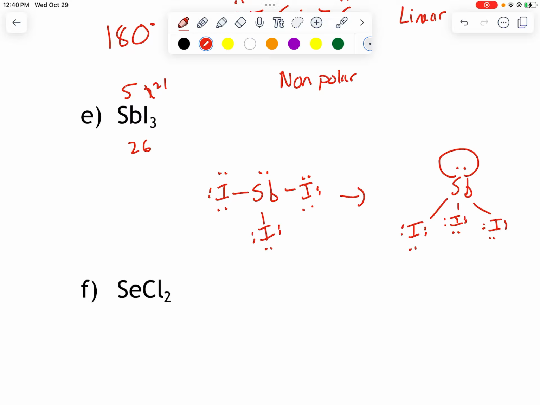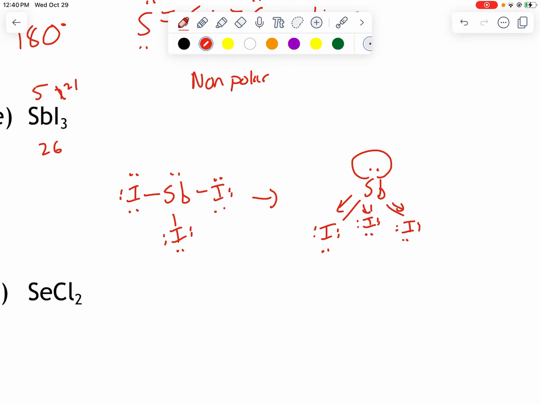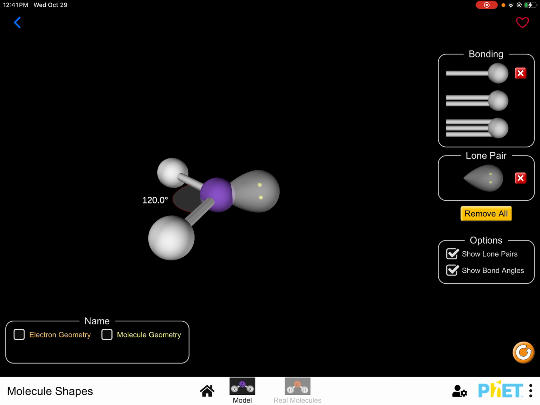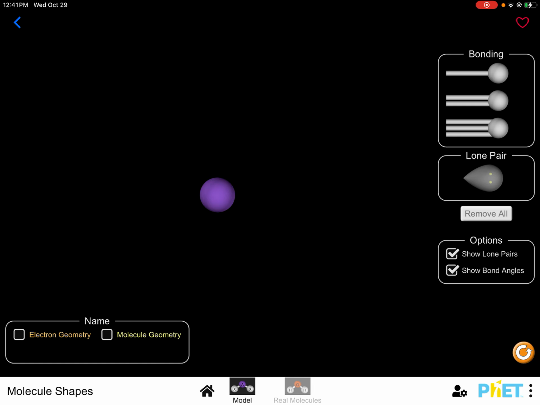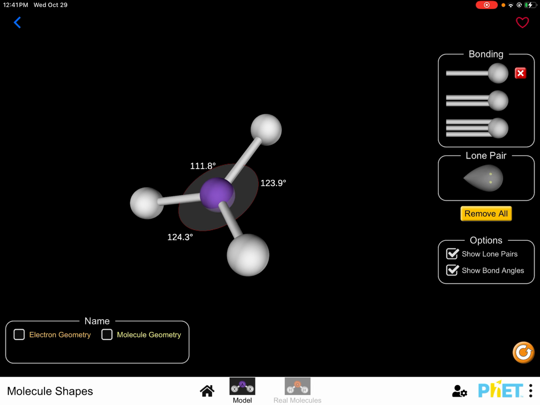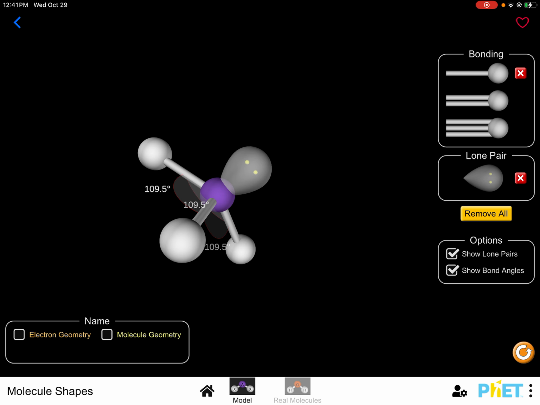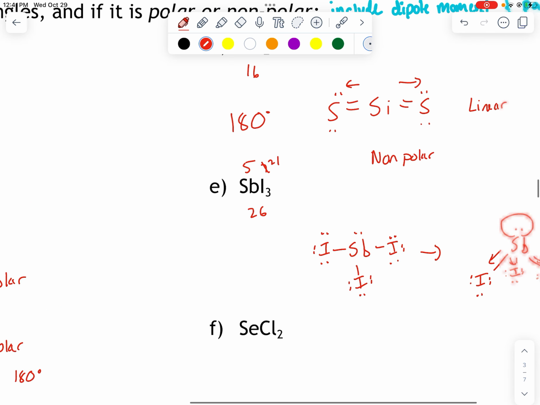All right, so now the iodine is more electronegative than antimony. The shape is trigonal pyramidal, so there's nothing to cancel out these downward bond arrows. So your dipole moment points towards the iodine, meaning this is polar. Okay, this is our first trigonal pyramidal, so let's look. Trigonal pyramidal, 3 things bonded, 1 lone pair. You're going to see it's 109.5 for its bond angle.